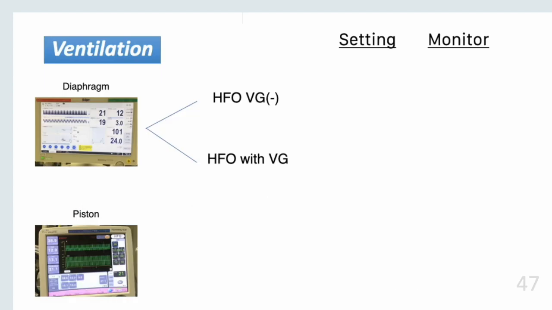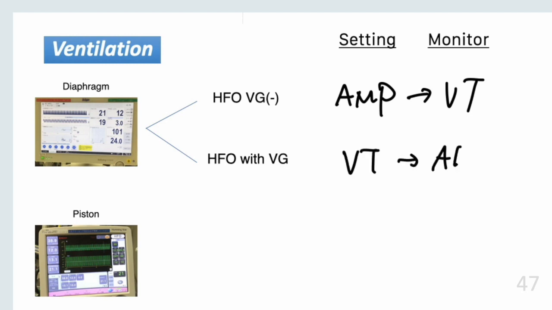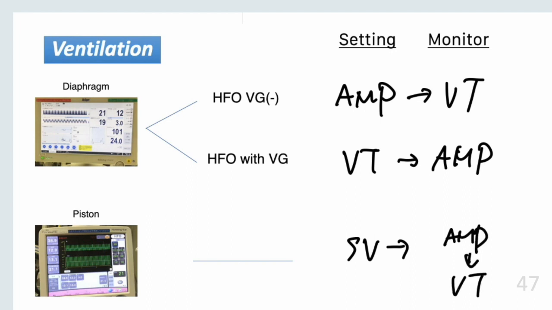This slide shows the settings to be made to piston type and diaphragm HFO ventilators and the corresponding monitoring items. In diaphragm mode without volume guarantee, set amplitude and monitor tidal volume. In volume guarantee, set tidal volume and monitor amplitude changes. If it is a piston type, we need to set the stroke volume and evaluate how much the amplitude will be, and consequently the tidal volume.